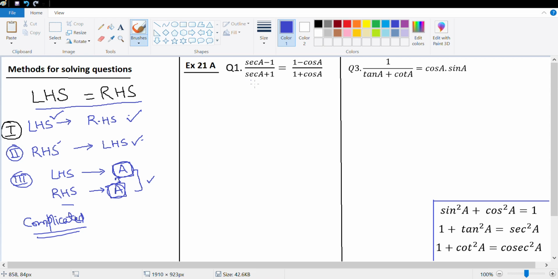So in question number 1, I feel the left hand side is more complicated, and I also realize that on the right hand side I need to convert sec into cos. Is there a relationship that I know between sec and cos? Yes, the relationship that I know is sec theta is equal to 1 upon cos theta. Perfect. So now I know that if I just convert sec into cos, I should be able to reach my right hand side. So let's start.